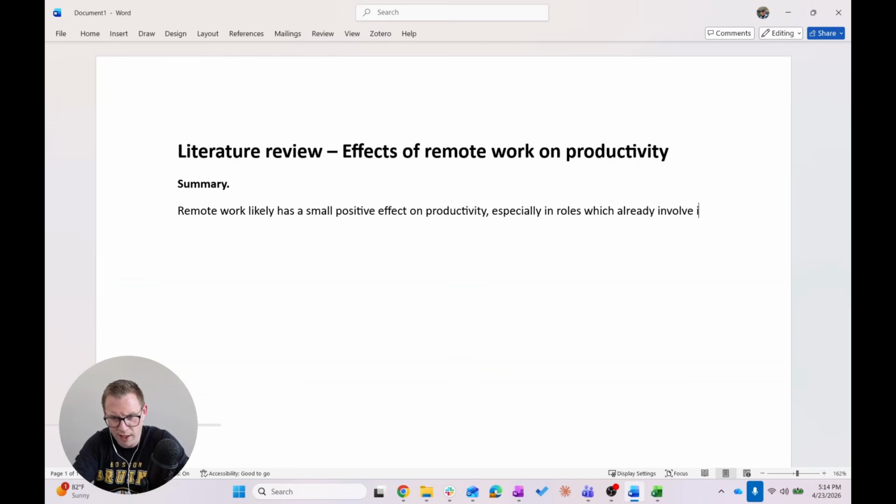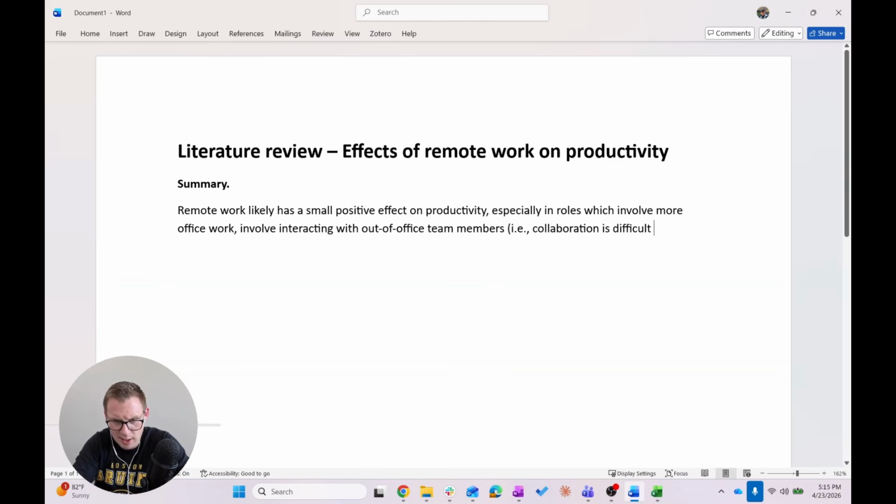which already involve interacting with, how do you describe it, let's say out of office team members, in roles which involve more office work. I might say something like this and then clean it up with something like Claude. Let me just write these out. Involve interacting with out of office team members, i.e., collaboration is more difficult remotely. If your role is already set up with strong communication technology, you'll be in a better position.